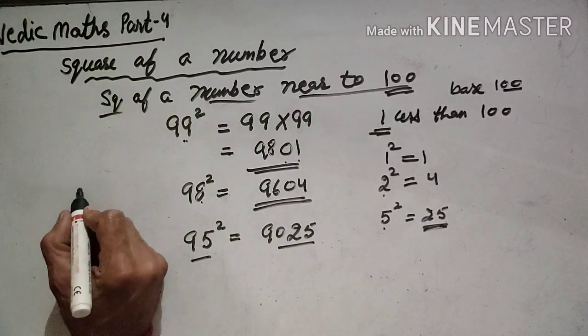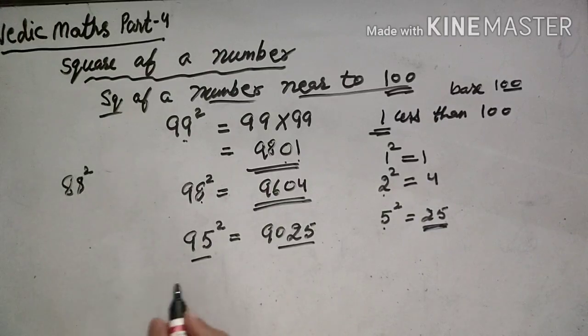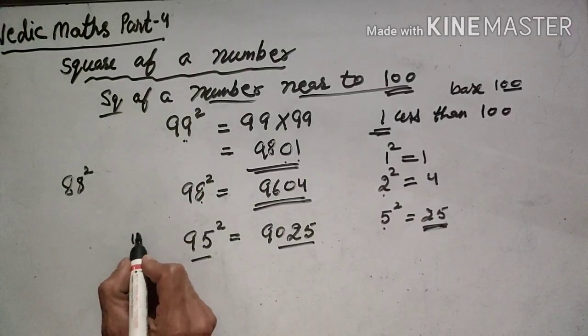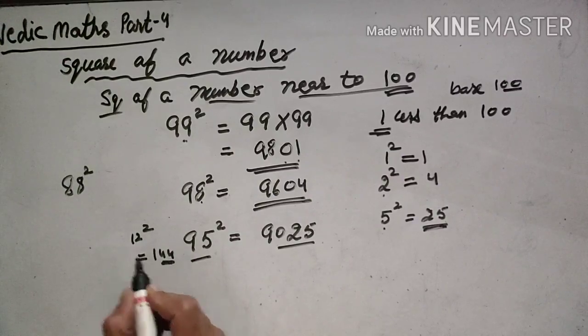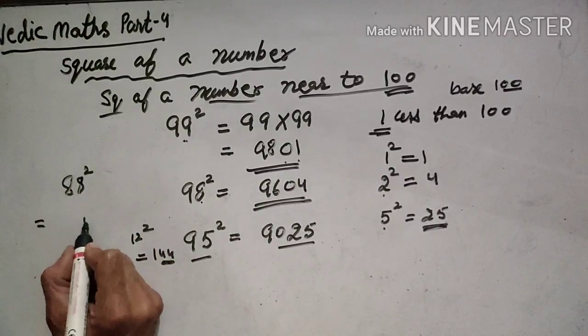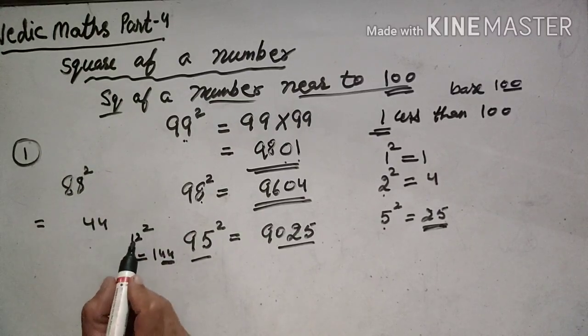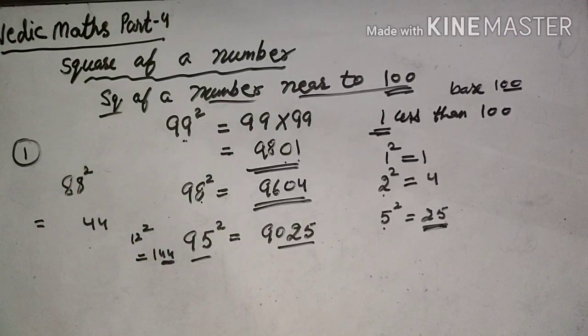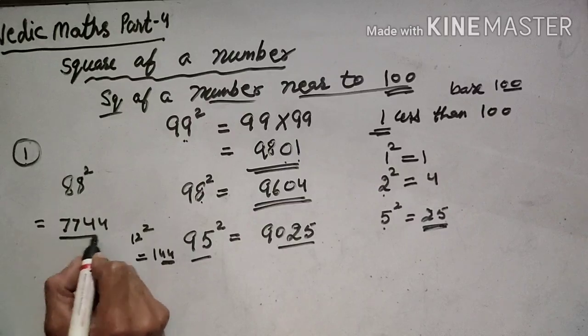Now if you want to square 88, how much is it less than 100? It is 12 less than 100. Square of 12 is 144. Now we take the 2-digit number, that is 44, and 1 carry. Now 88 minus 12 is 76. 76 plus 1 is 77. 7744.